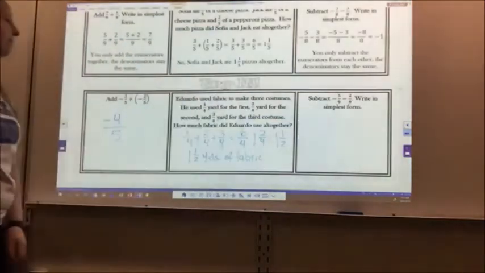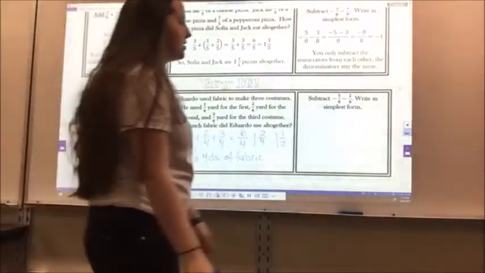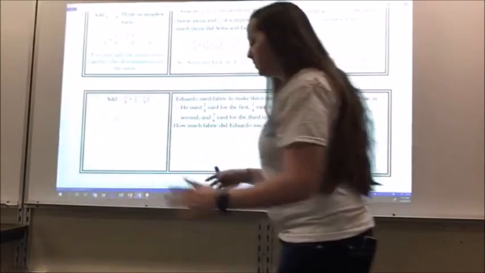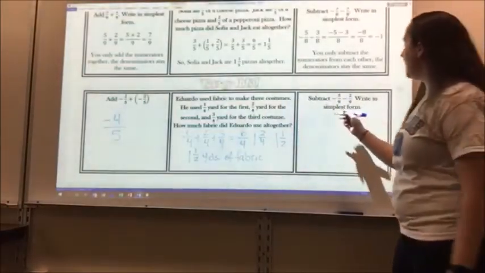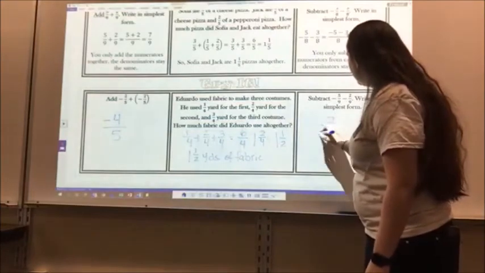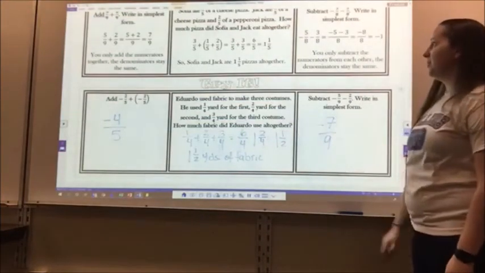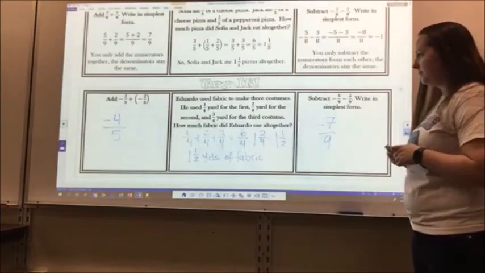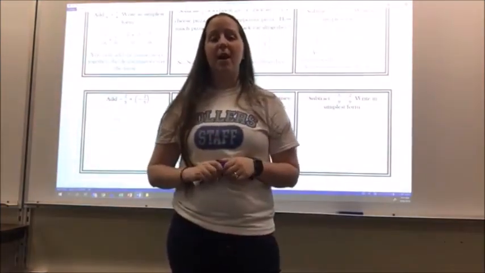For the last one, subtract -5 ninths minus 2 ninths. Again, I subtract, and I go backwards. -5 ninths minus 2 ninths gives me -7 ninths, in simplest form. I cannot simplify that any further. That is as simplified as it gets. All right, and that is the end of Chapter 4, Lesson 3.